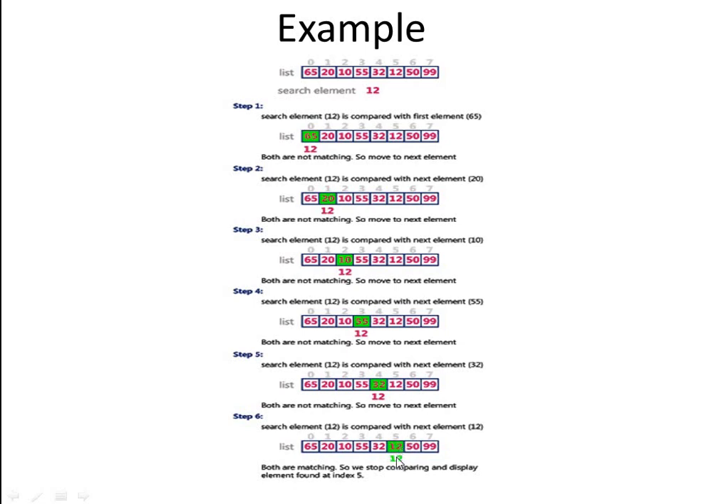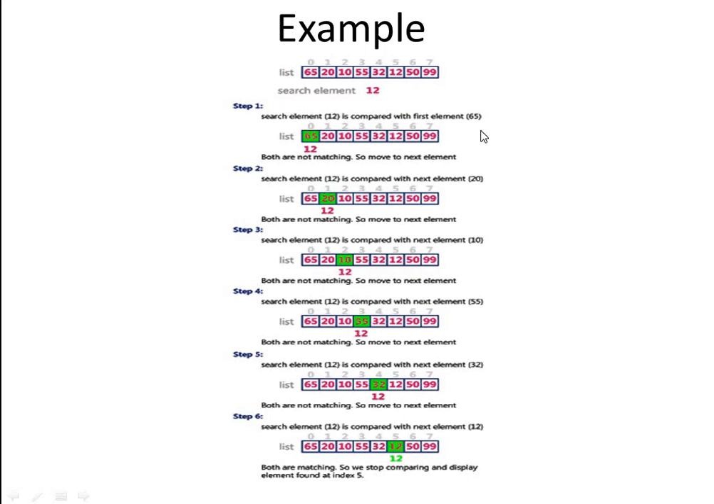12 and 12 are matching, they are the same value, the key value is matching with the element in the array, which means we have found the element that we are searching for. So we are searching for 12 and we got 12, so we need to print the position. What is the position of 12 in the array? Here the position index value is 5, so it is at the 6th position. If you want to print the index value, then you can print it as 5.